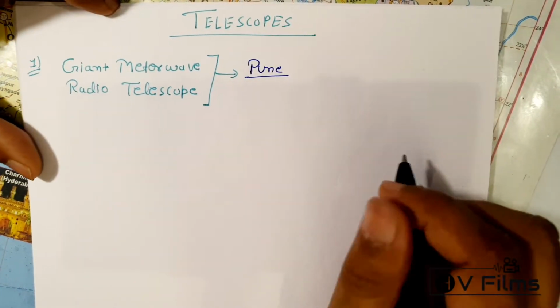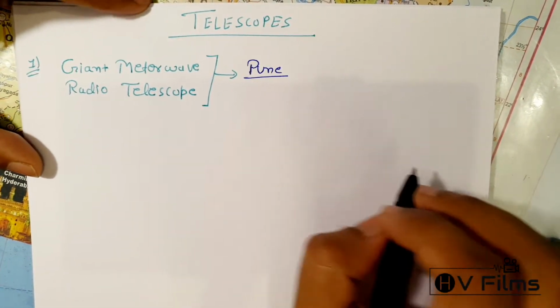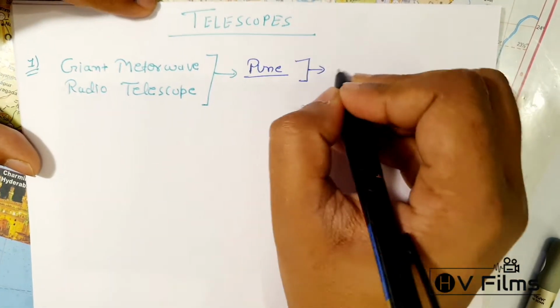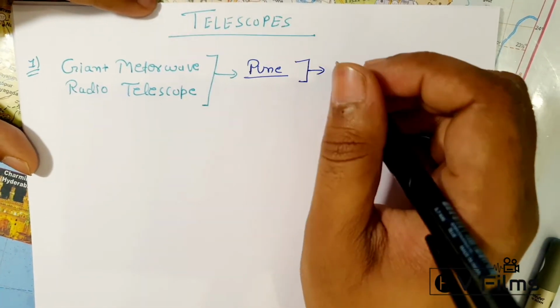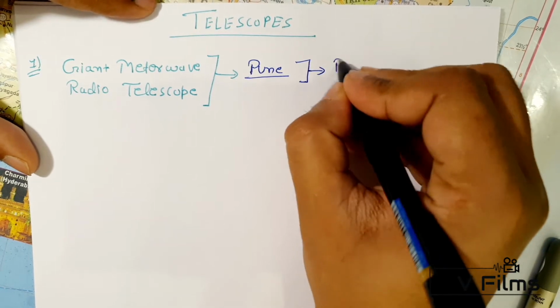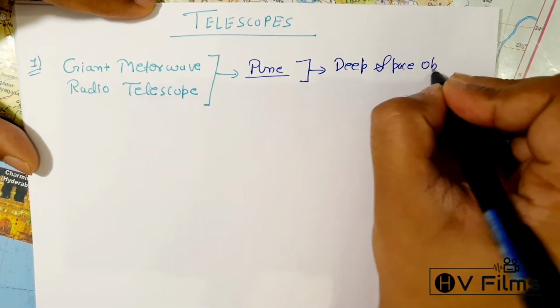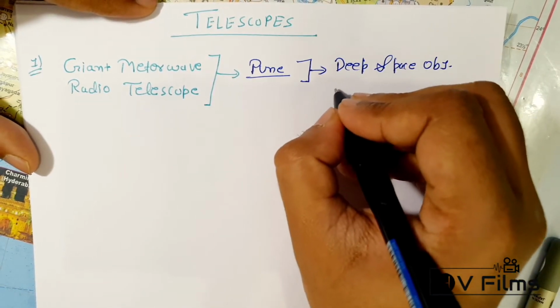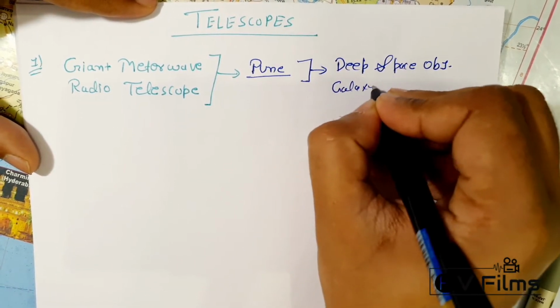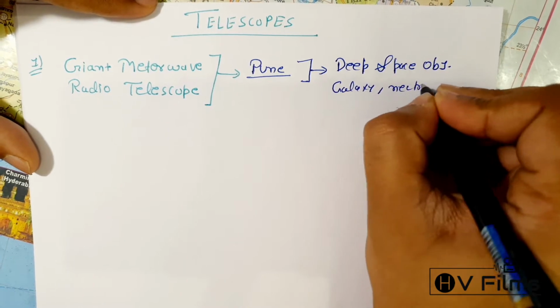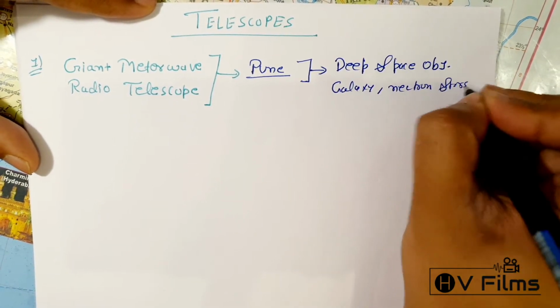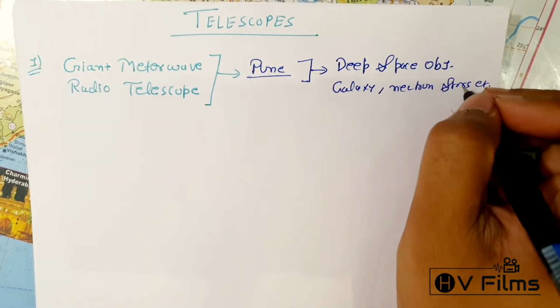space objects such as galaxies, neutron stars, pulsar stars, etc. It is well capable of detecting these things. So the deep space objects like galaxies, neutron stars, etc. So this is what it is majorly used for.